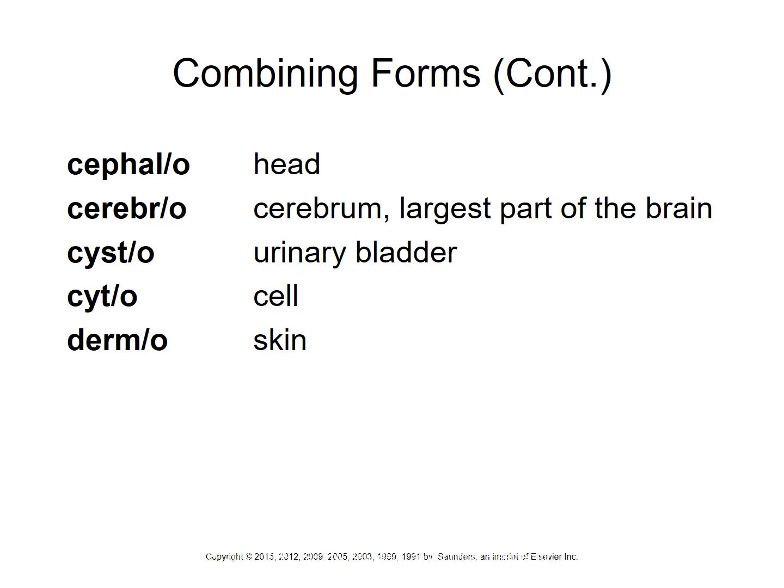Here are some more combining forms. Cephalo, head. Cerebro, it's the largest part of your brain, the cerebrum. Cysto means urinary bladder. Cyto is cell. And dermo is skin. Once again, try and think of some term that maybe you've heard. Now, some of these may be difficult, but like dermo, like a dermatologist, a doctor that takes care of what? Your skin, right? So once again, put these on flashcards, cephalo on one side, head on the other.